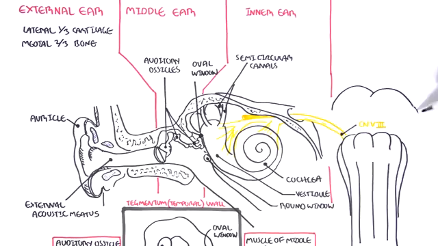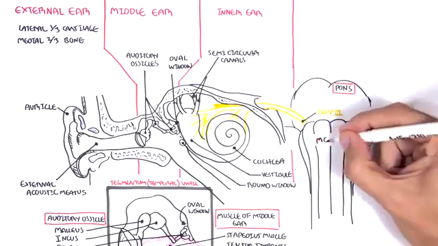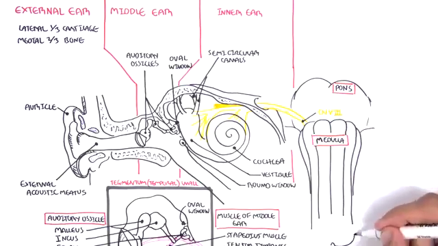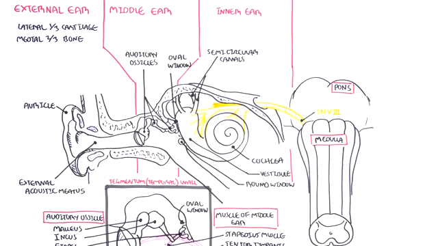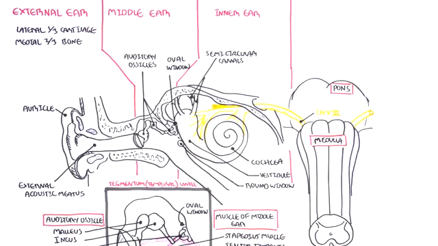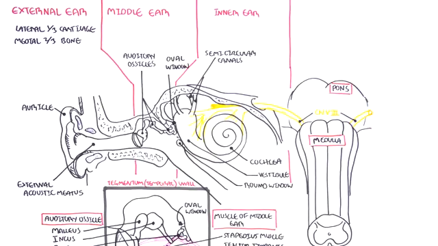The pons is part of the brainstem. Here is the brainstem, and you have the pons and the medulla oblongata. And remember, the brainstem will continue to form your spinal cord. And of course, we have two vestibulocochlear nerves, one for each ear.